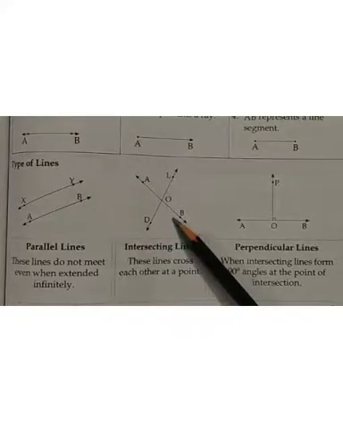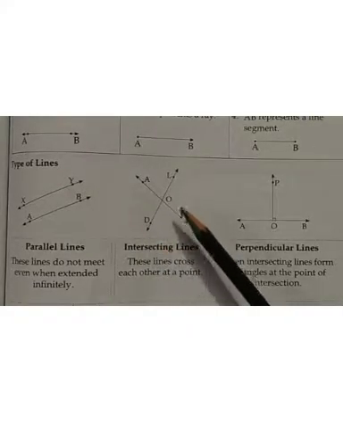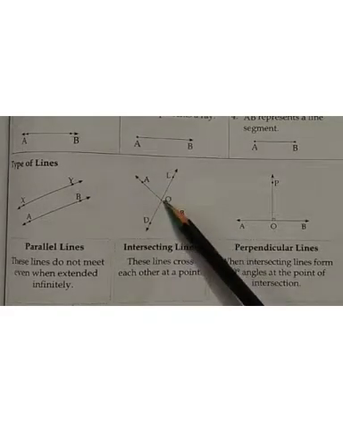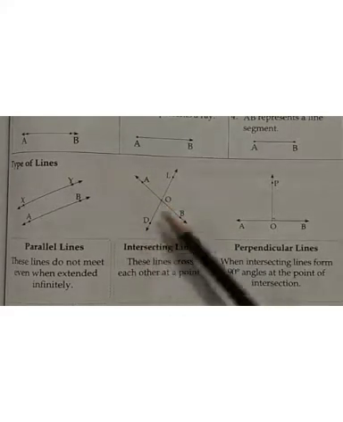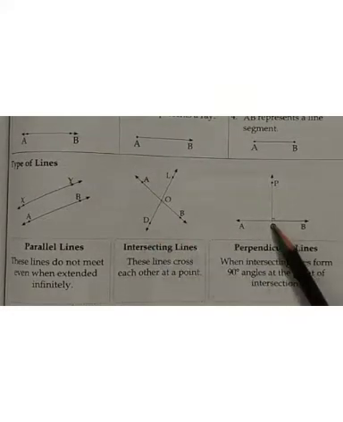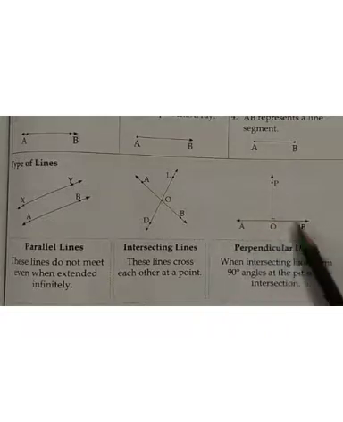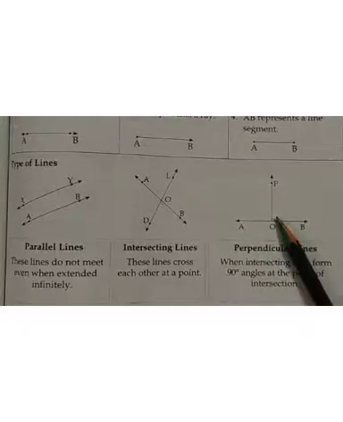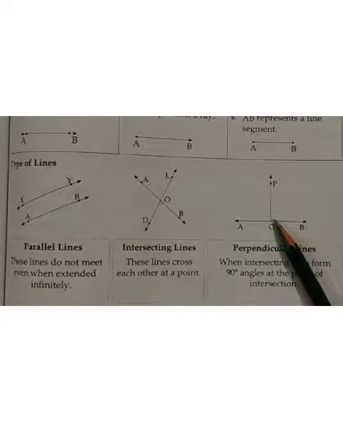Next, intersecting lines. These lines cross each other at a point. Two lines meet at a point, so they are called intersecting lines. Then perpendicular lines. When two intersecting lines meet at a point, they form a 90-degree angle. Then these two lines are called perpendicular lines.